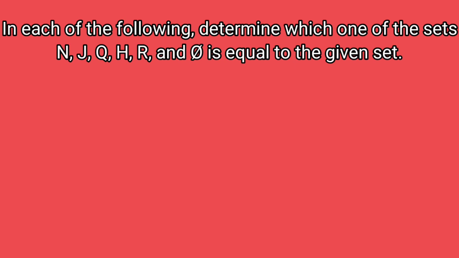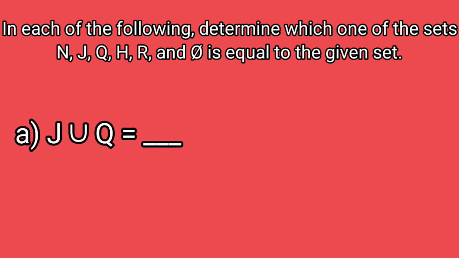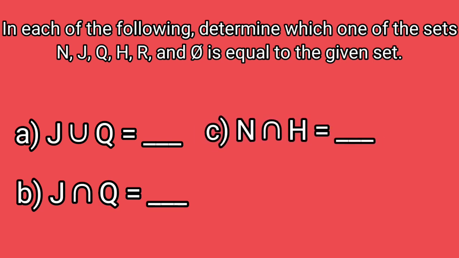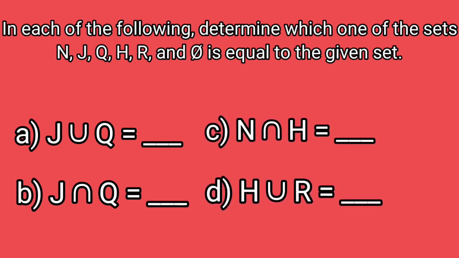In each of the following, determine which one of the sets N, J, Q, H, R, or the empty set is equal to the given set. A. J union Q is equal to what? B. J intersection Q is equal to what? C. N intersection H is equal to what? D. H union R is equal to what? To test your knowledge, answer this exercise. I will reveal the answer in 5 seconds, so pause the video.